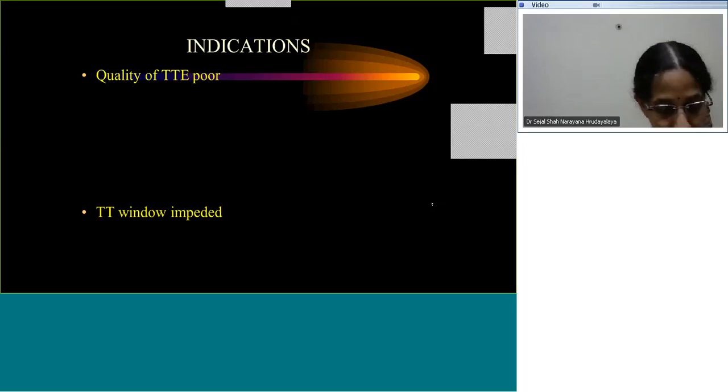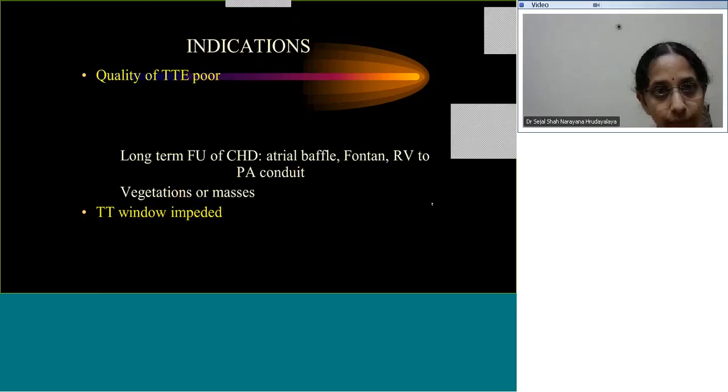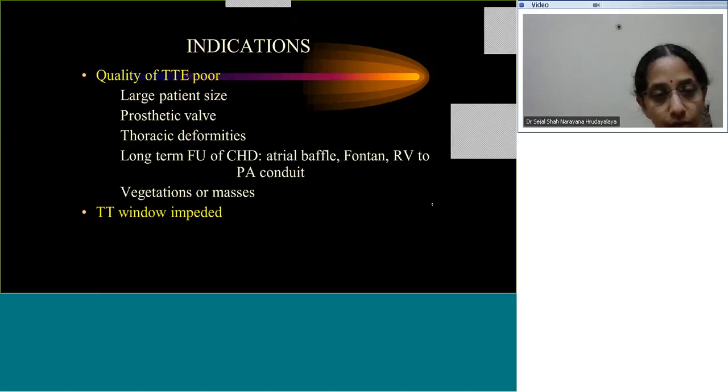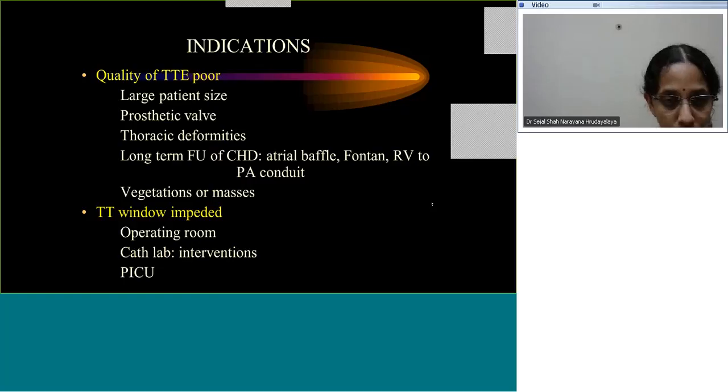The quality of transthoracic echo is poor in situations where the patient is an older patient, or we have prosthetic valves, or we have thoracic deformities like chest deformity, kyphoscoliosis. Children who have undergone Fontan's and conduits, as they grow older in the second and third decade, transthoracic echo may not be sufficient. And then in endocarditis, the pickup of vegetations is much sharper and more sensitive on transesophageal than transthoracic. Windows are commonly impeded in situations where the baby is in the operating room, or in the cath lab, or in the ICU.